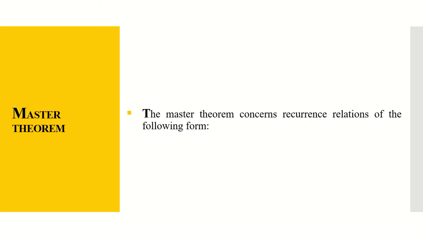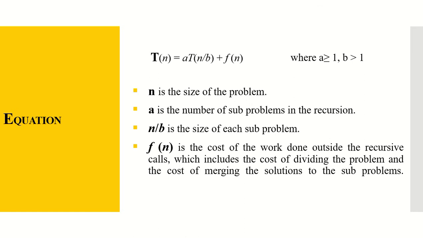The first implementation is the master's theorem, which is important. The master theorem concerns recurrence relations of the following form. The recurrence is T(n) = a T(n/b) + f(n), where a is greater than or equal to 1 and b is greater than 1.